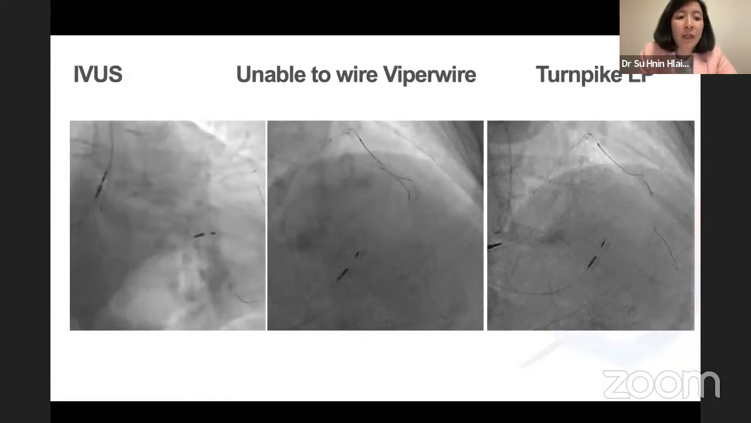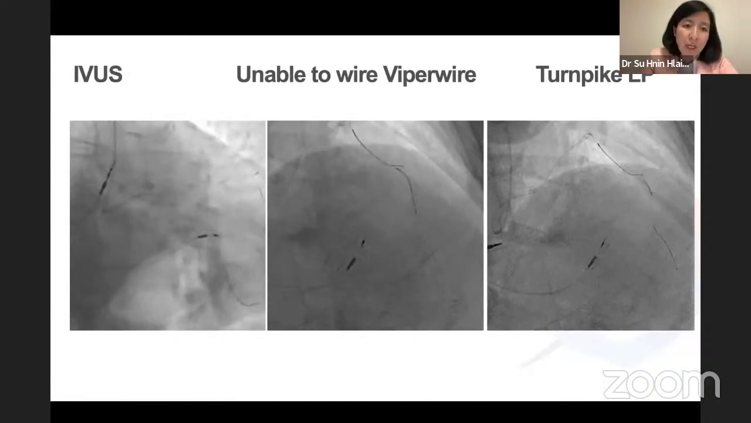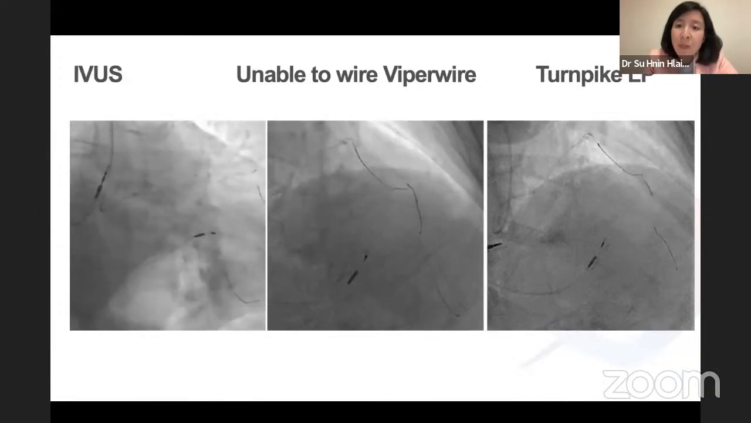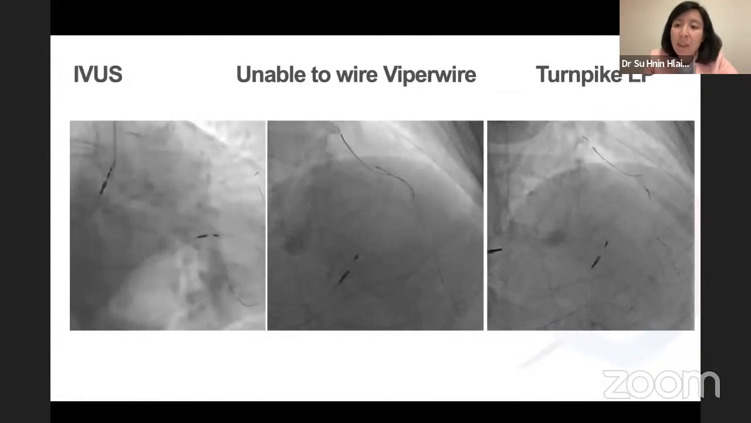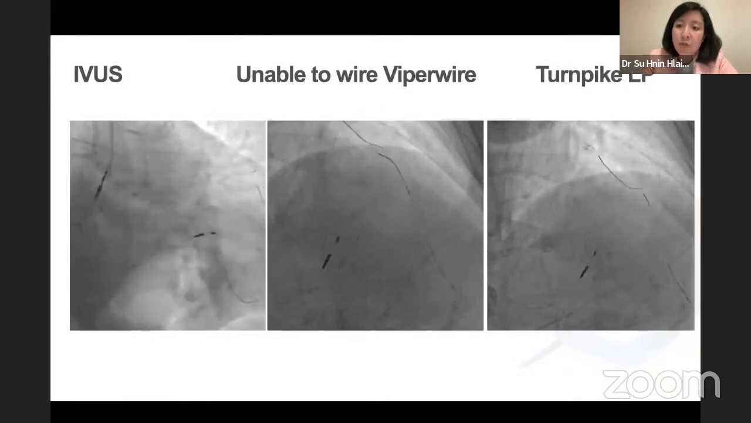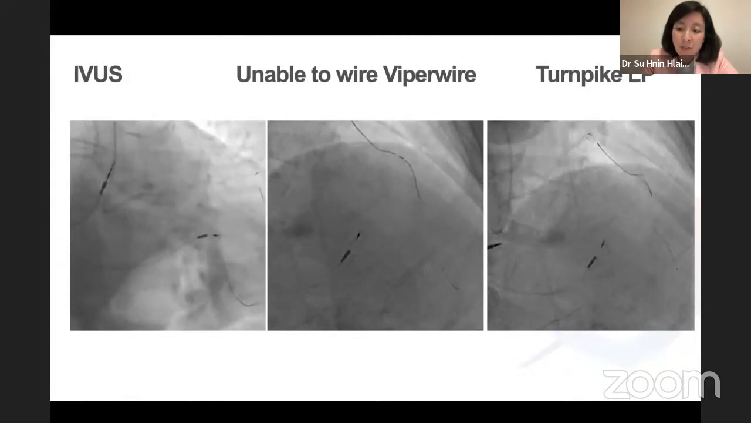And then we are moving to the LAD. Again, IVUS could not pass the proximal LAD. This time we were unable to wire the Viper wire. So we used the 10 pi LP microcatheter to wire the Viper wire to the distal LAD.